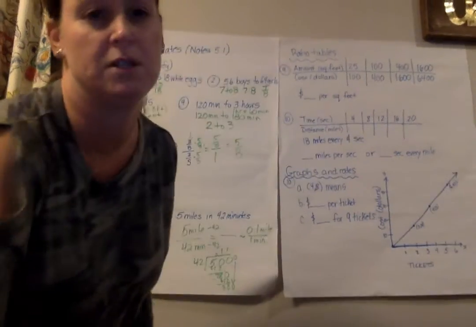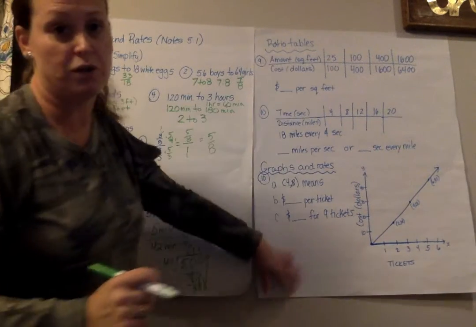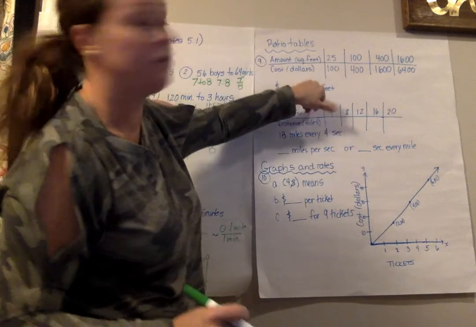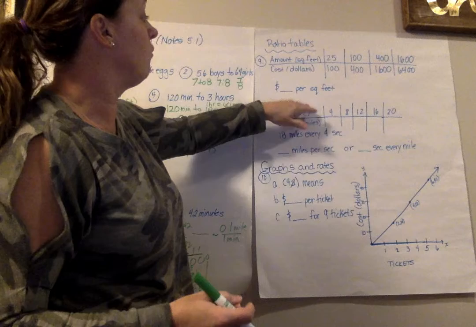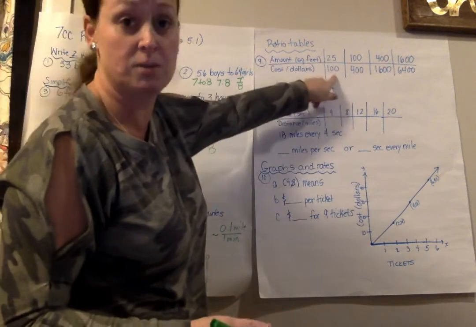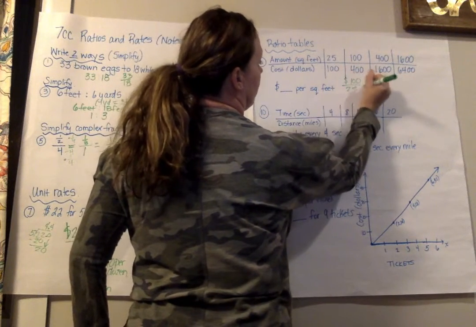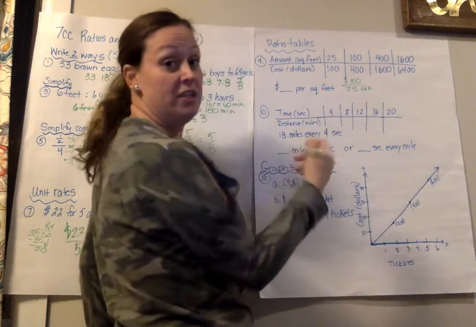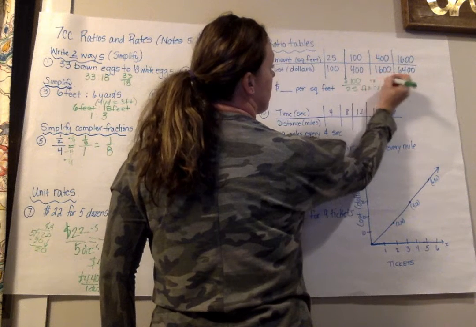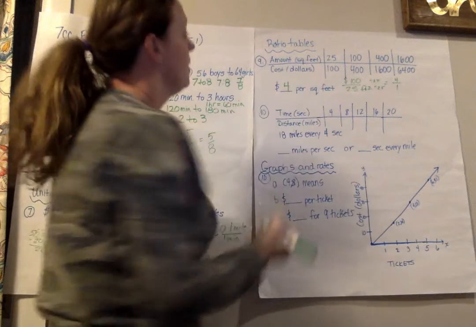All right, now let's use some of these unit tables to go ahead and solve some problems. So these are ratio tables. It's talking about the amount in square feet and the cost in dollars. So I'm asking for the cost per square foot. So I can go ahead and literally take the cost, which is 100, and that's 25 square feet. I divide, just like I did for unit rates, by the denominator. Oh, it's 4 over 1. So I have $4 per square foot.